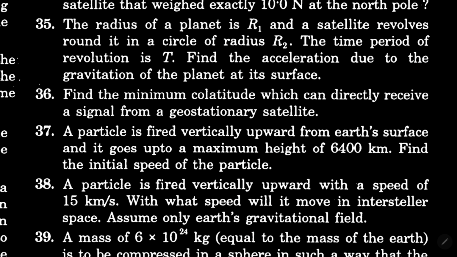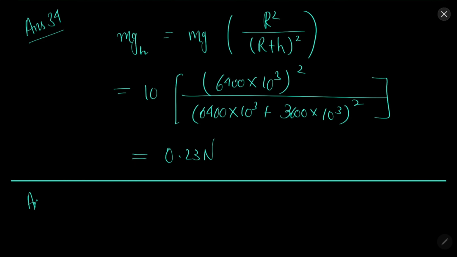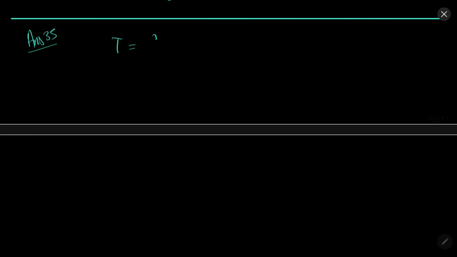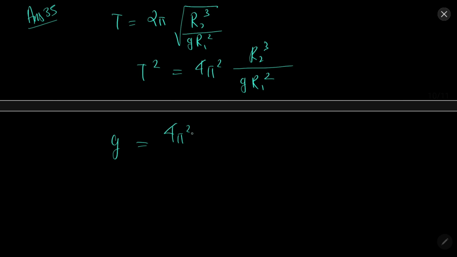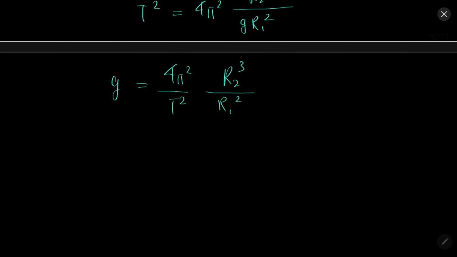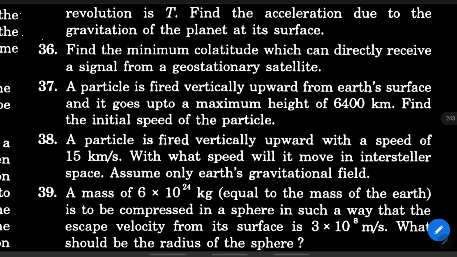In question 35, the radius of a planet is r1. We need to find the acceleration due to gravitation of the planet at its surface. Solution 35. So time period is 2 pi root r2 cube over g r1 square. T square equals 4 pi square r2 cube over g r1 square. So g will be 4 pi square r2 cube over T square r1 square. So this will be the acceleration due to gravity.